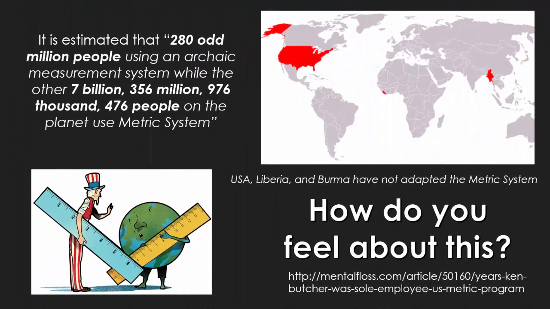So for example, if you guys did not know this, the United States is only one of 3 countries in the entire world that has not adopted the metric system. That means about 280 odd million people are using this old system, while another 7,356,000,000 other people on the planet use the metric system, which is kind of weird. So think about that, guys. We're not actually that unique as Americans. We're actually kind of behind on this system of measurements. And if you've ever traveled outside of the United States, you would have recognized this right away.